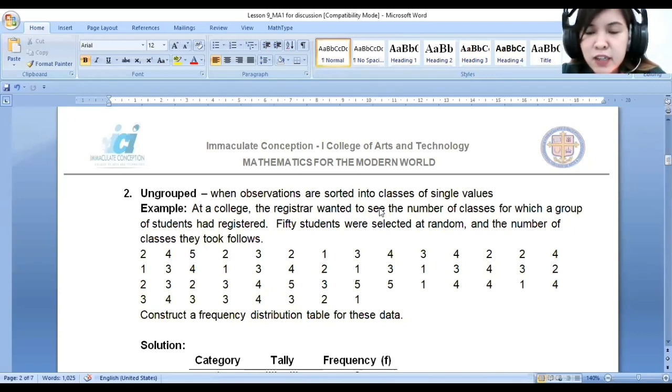So, it means, kunwari, yung nasa upper left, 2 nakalagay. So, nag-interview siya ng isang bata. Ang sinagot niya, 2 lang yung i-enroll niya na klase. Tapos yung next, 4. So, it means na yung in-enroll niyang classes ay 4. Tapos next, followed by 5. So, ganun. Isa-isa. So, meron tayong 50 respondents na in-interview kung ilang classes yung kaya nilang i-enroll.